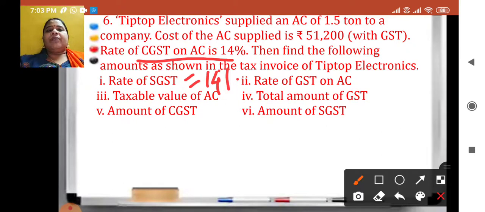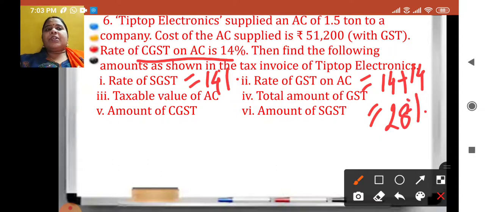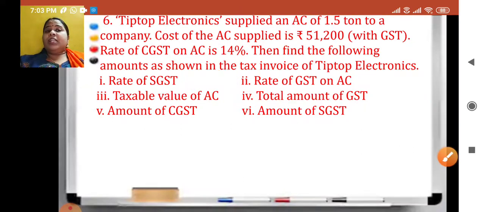Rate of GST. Rate of GST is what? Rate of CGST plus the rate of SGST. 14 plus 14, that is 28%. I hope you have understood the first two parts of the answer. Remaining we will solve. Do not worry. The next is, see, taxable value.